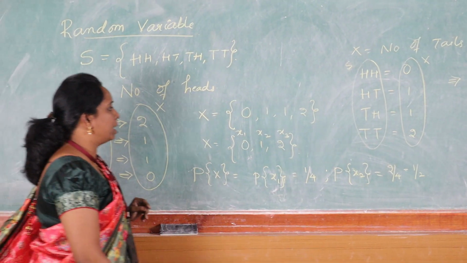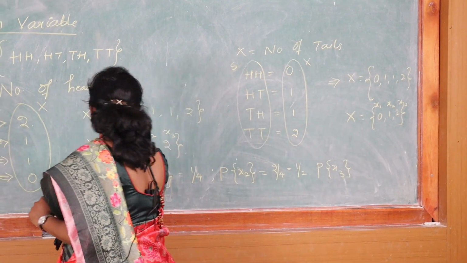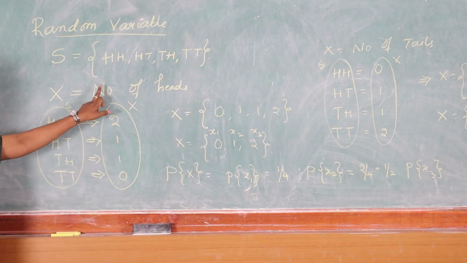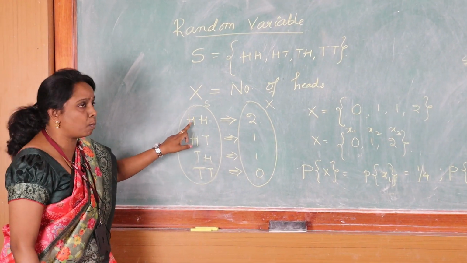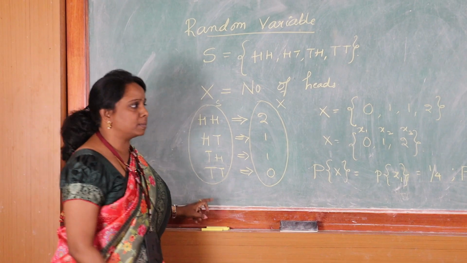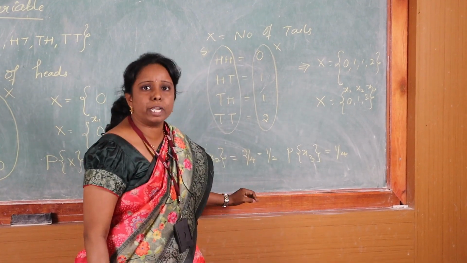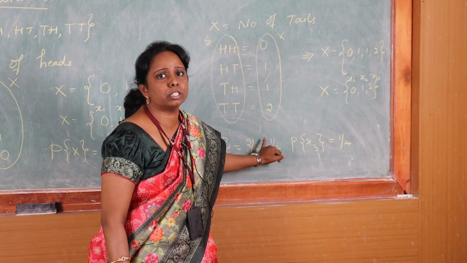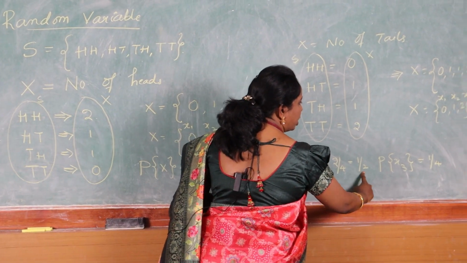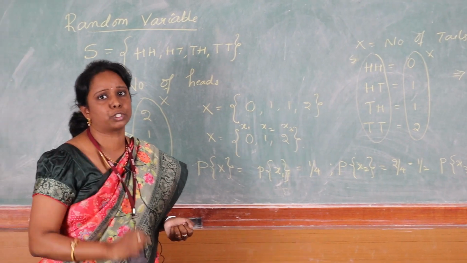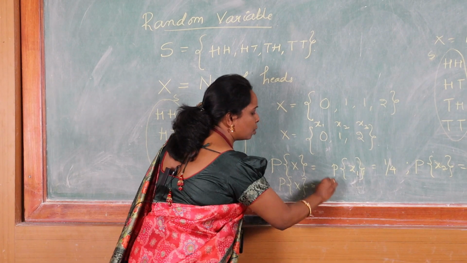Let me take the probability of x3. What is x3? 2 heads. How many favorable cases are there here? Only 1 favorable case out of 4 outcomes. So, the probability is 1 out of 4. The total probability is obtained by adding the individual probabilities of all the elements: 1 by 4 plus 1 by 2 plus 1 by 4, which is equal to 1. Therefore, the total probability of X in our case is equal to 1.